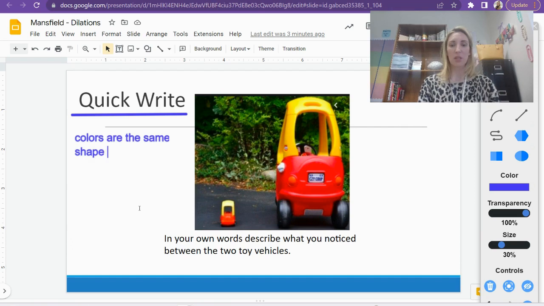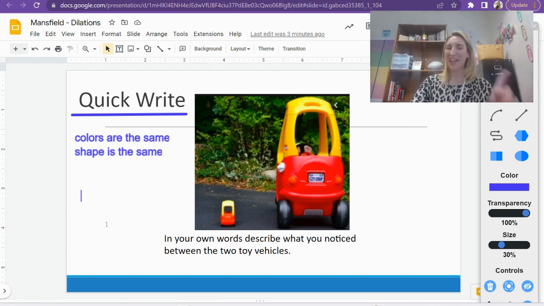So the shape is the same in the sense of it's not like one of them is a teeny tiny car looking thing and the other one is like a transformer monster truck type of shape, right? They are the same shape of car, right? But what is different now?